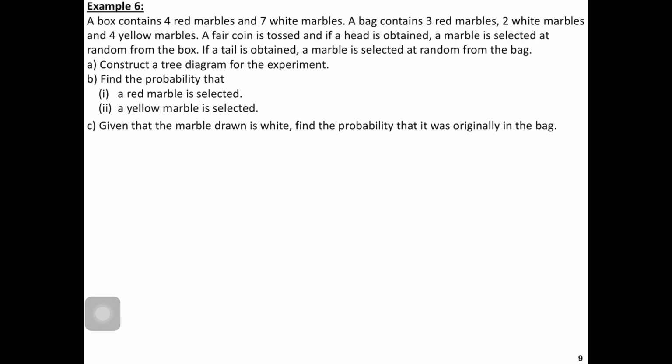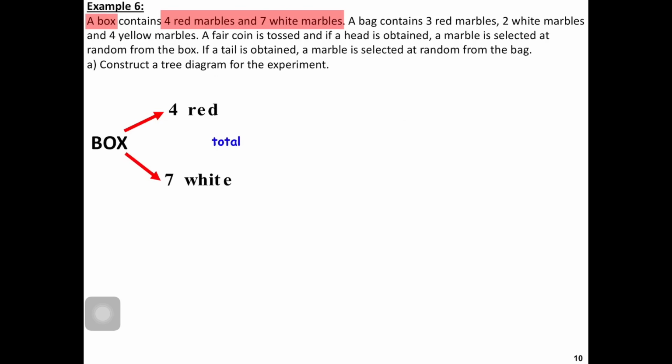We go to example 6. So this is the question. We will read and highlight the information. A box contains 4 red marbles and 7 white marbles. So you have 4 red and 7 white, and in total inside the box you have 11 marbles. So the probability to get a red marble from the box is 4/11, and the probability to get a white marble from the box is 7/11.